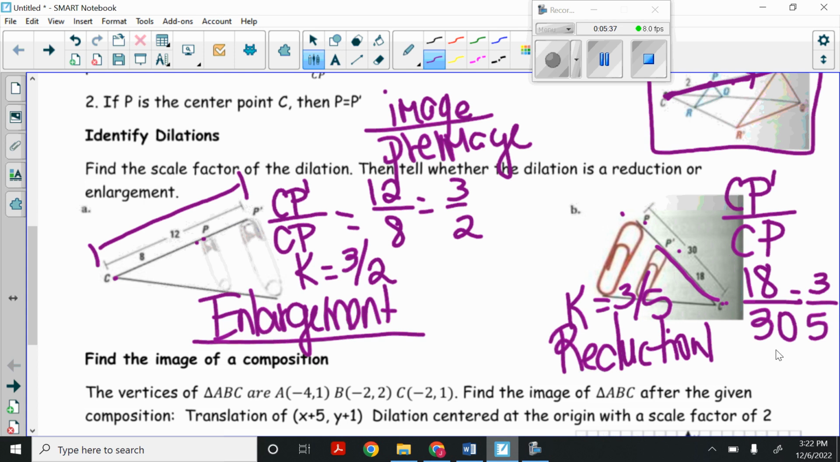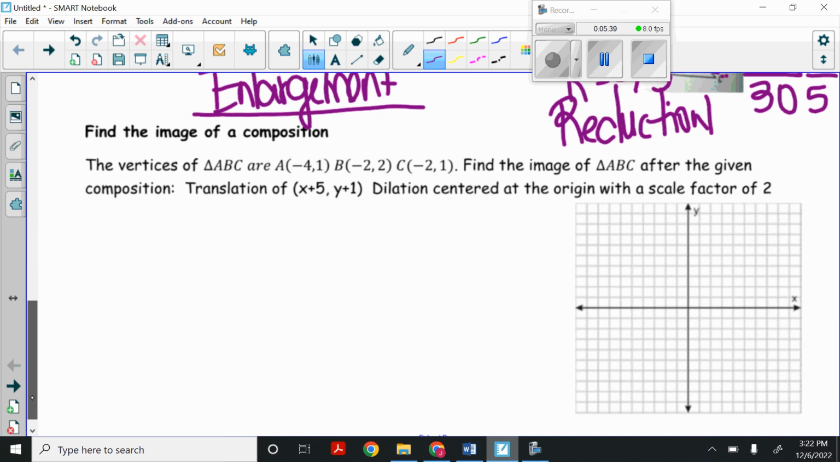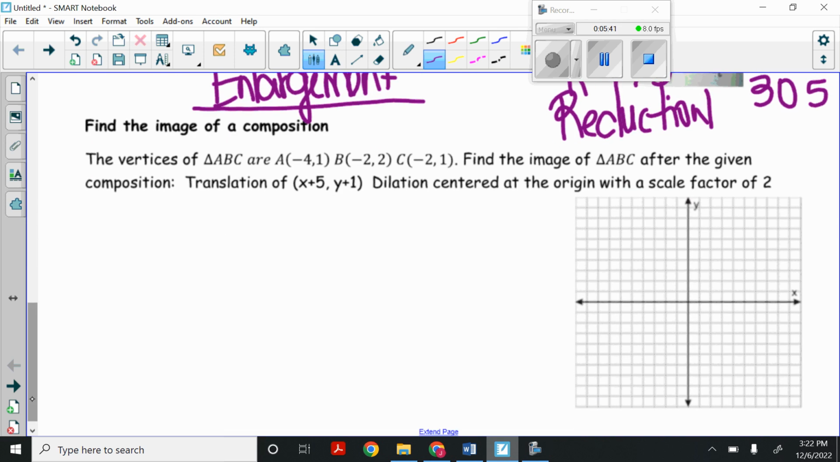All right, so now we're going to find the image of a composition. It tells us the vertices of triangle ABC are at A (-4, 1), B (-2, 2), and C (-2, 1). Find the image of triangle ABC after the given composition. We want a translation of (x + 5, y + 1), then a dilation centered at the origin with a scale factor of 2. Since this is not written as the composition with the open dot, I'm going to go ahead and just do the order that they give to me.